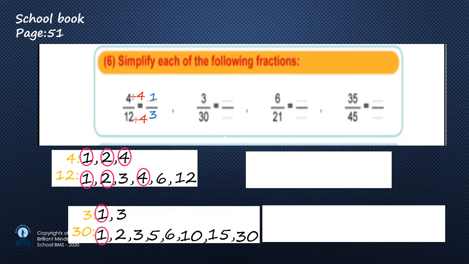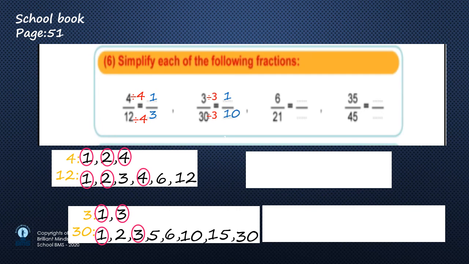Now let's circle the common other than 1. Okay? We don't want to use 1. We want numbers bigger than 1. So we have 3. Do we have any other numbers? No. So we're going to divide up and down by 3. 3 divided by 3 equals 1. 30 divided by 3 equals 10.